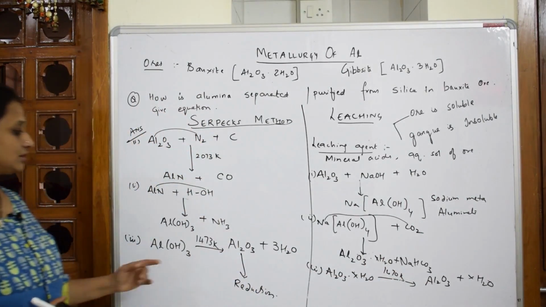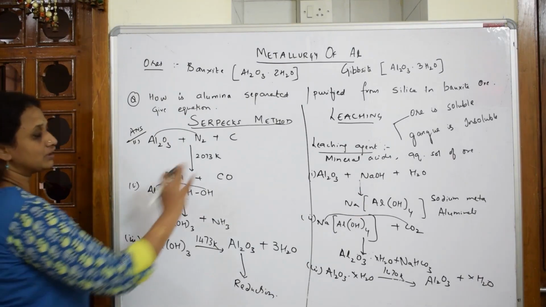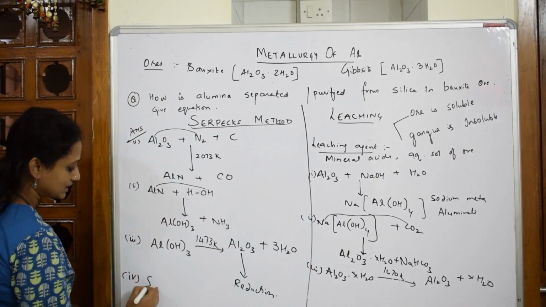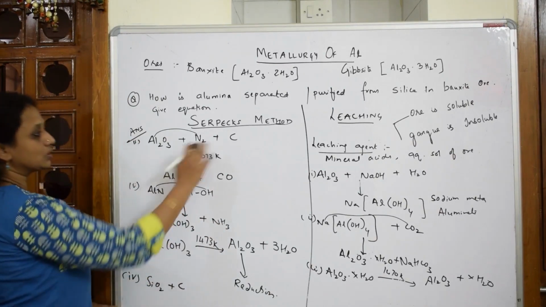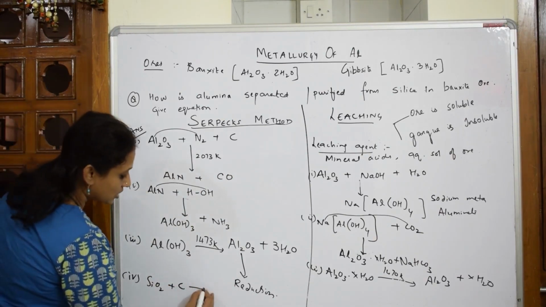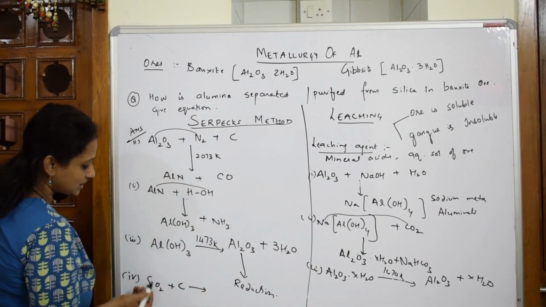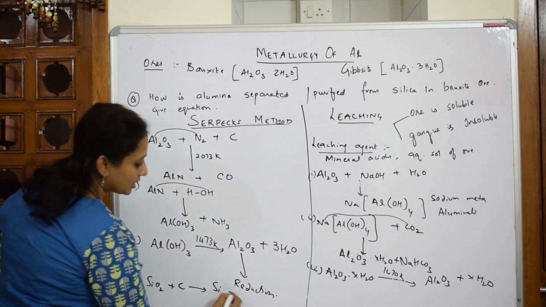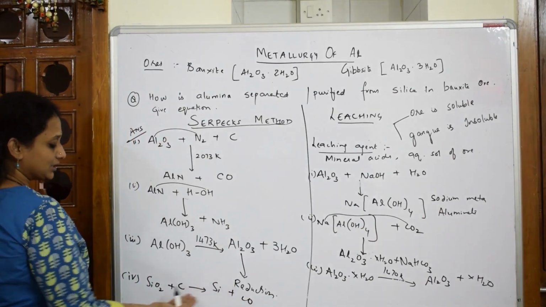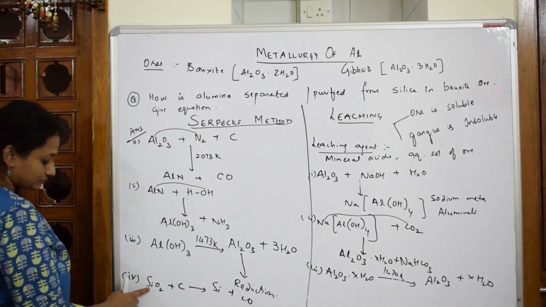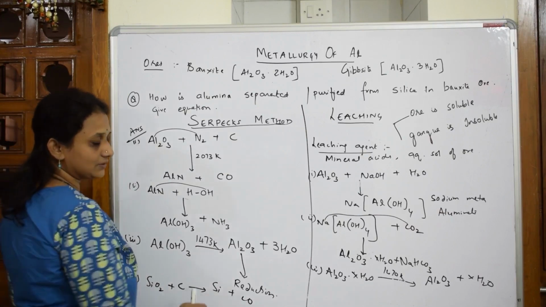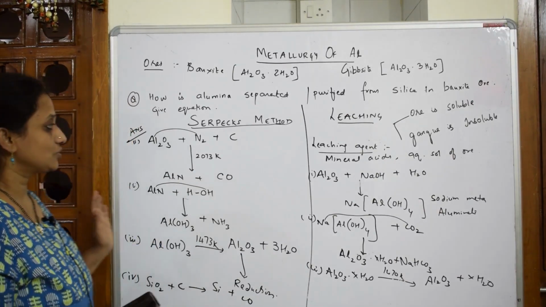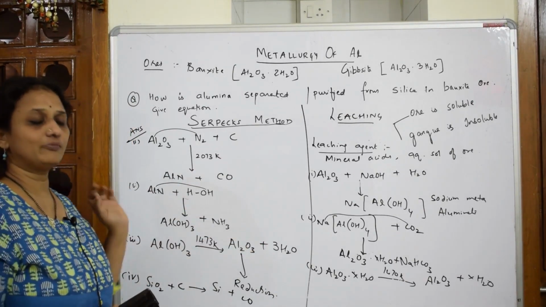Now, most important. Here in this particular reaction, what should we remember? I said silica has to be removed, isn't it? Now, that silica, SiO2, combines with coke. Coke is your reducing agent. When it combines, silica sand comes out and carbon monoxide comes out. So this is acting as a reducing agent. Silica converts into its metallic form, and carbon gets oxidized to carbon monoxide. So this is your complete purification of bauxite ore.